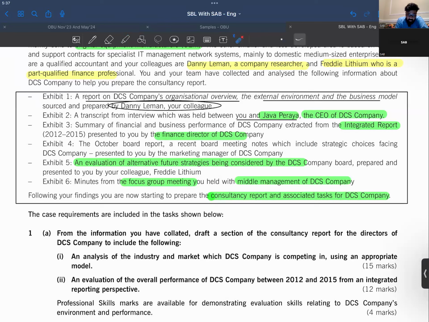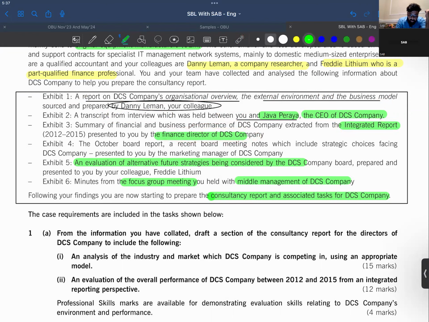So, Exhibit 1 is a report on DCS company's organizational overview, external environment and business models, right? Then a transcript from an interview held between you and Java Piraya, and a summary of financial and business performances in an integrated perspective. So you have got 3 important topics.